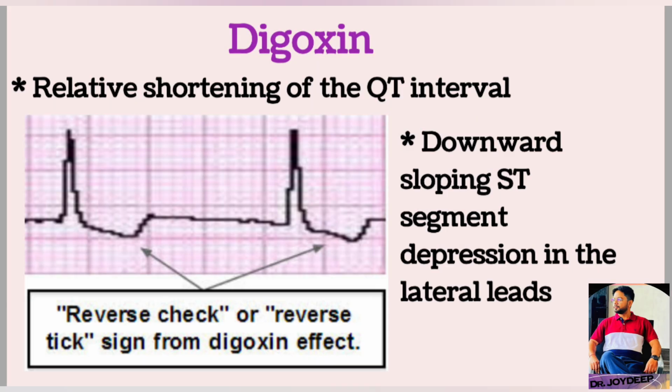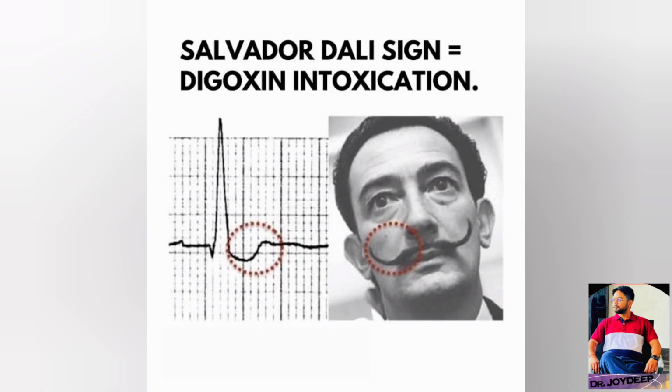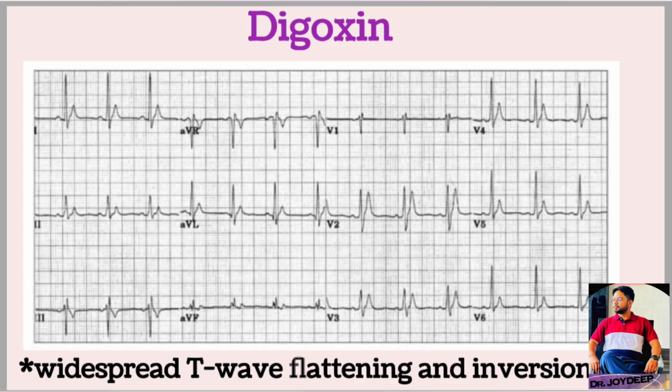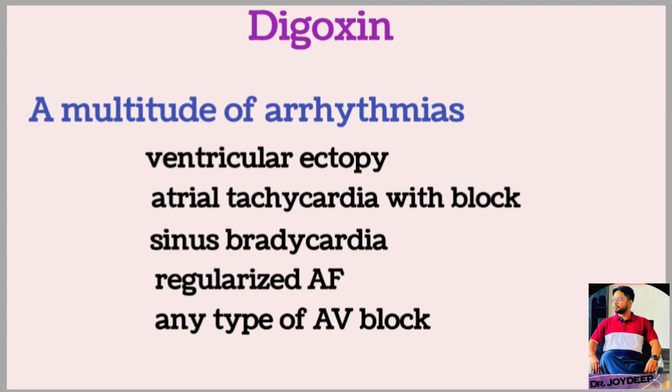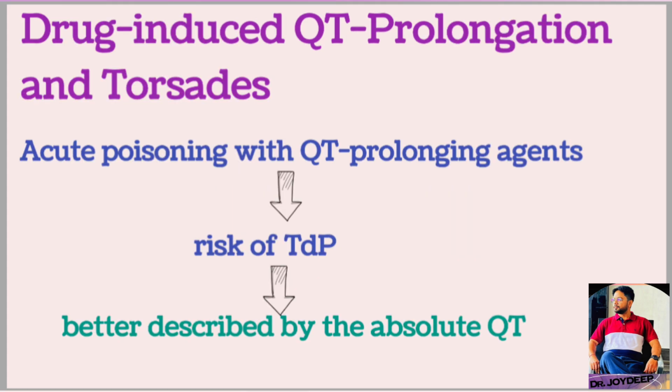Digoxin produces a relative shortening of the QT interval, along with downward sloping ST segment depression in the lateral leads that produces a reverse tick appearance, widespread T wave flattening and inversion, and multiple arrhythmias like ventricular ectopics, atrial tachycardia with block, sinus bradycardia, regularized atrial fibrillation, any type of atrioventricular block, drug-induced QT prolongation, and torsades.